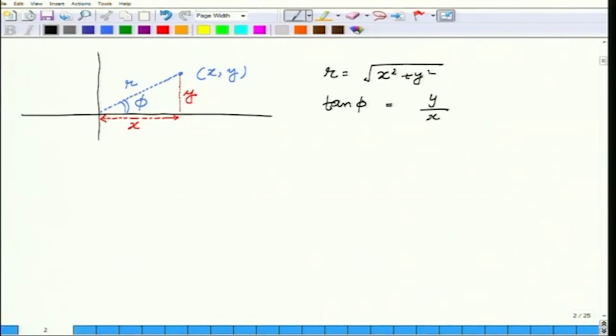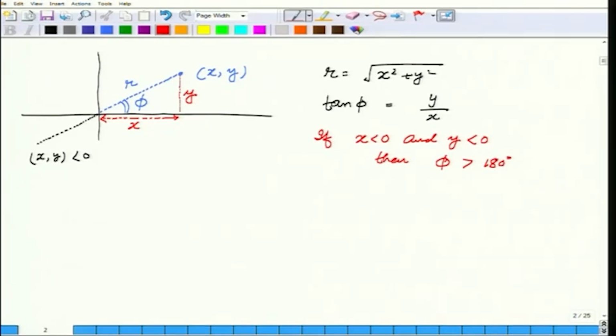over x. Keep in mind, if I go to the other side, that is in the third quadrant, both x and y are less than 0. Therefore, tangent phi is going to come out to be positive again. So, we should also write here, if x is less than 0 and y is also less than 0, then phi is greater than 180 degrees, although tangent phi will come out to be positive.